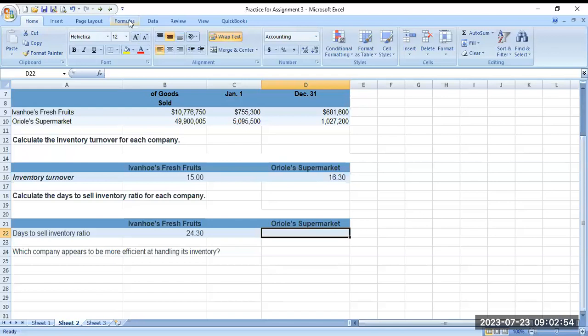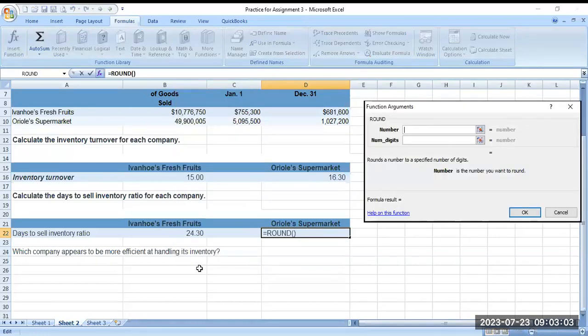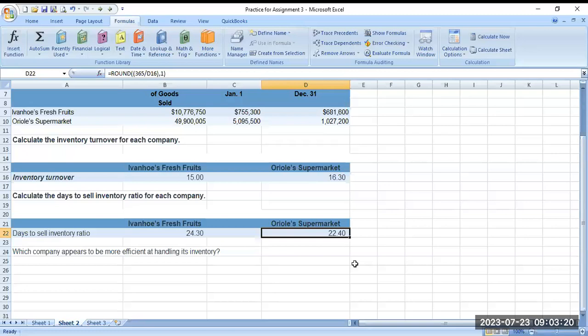For the next company, you have to do the same. Formulas, Math & Trig, go to the ROUND, get the 365 divided by the inventory turnover, close the bracket, put one number after the decimal, and you get your number.